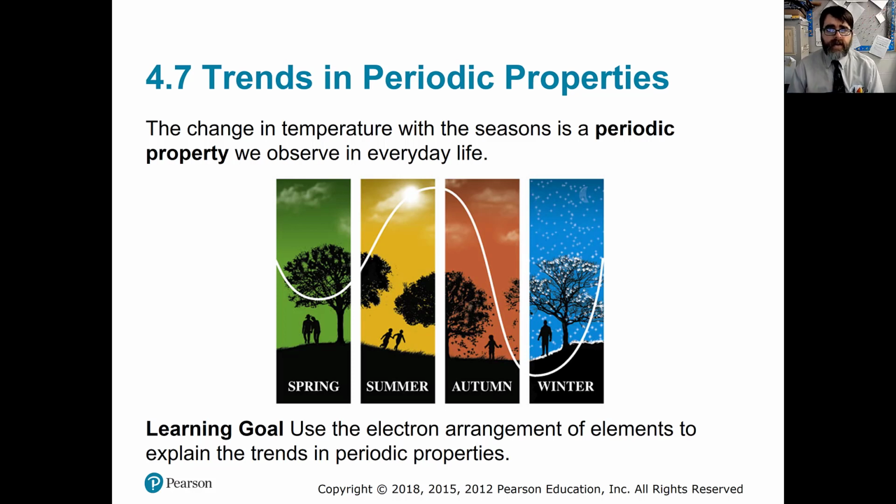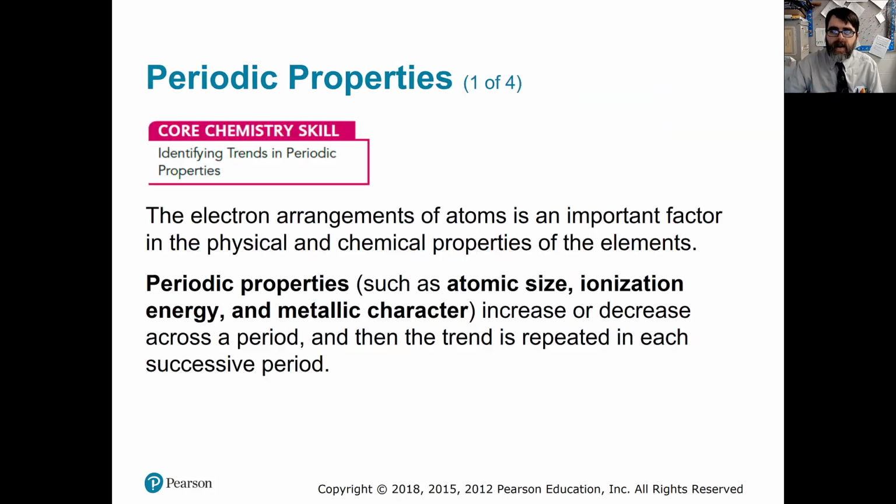Here we're going to get into trends of properties that exist on the periodic table, that there are certain patterns. Just like there's patterns to seasons, which is the analogy they're trying to draw there, there are patterns to the properties on the periodic table. There are lots of patterns on the periodic table. We're only going to look at a handful of them in this one here, but these patterns repeat as we keep going across the periodic table.